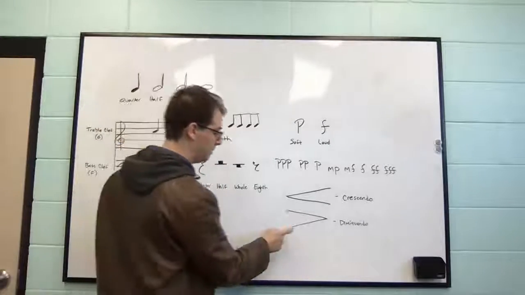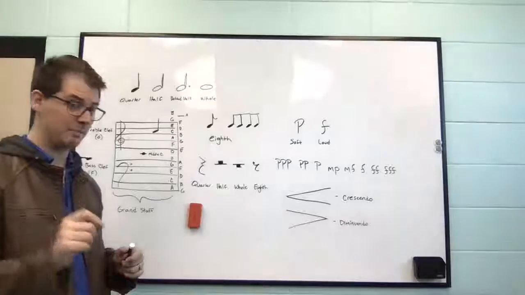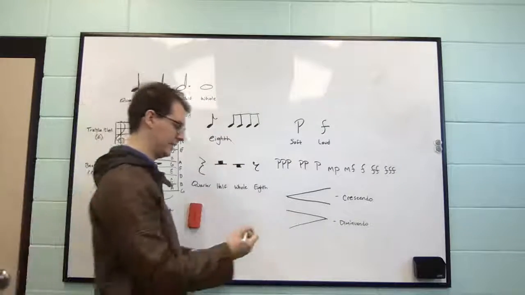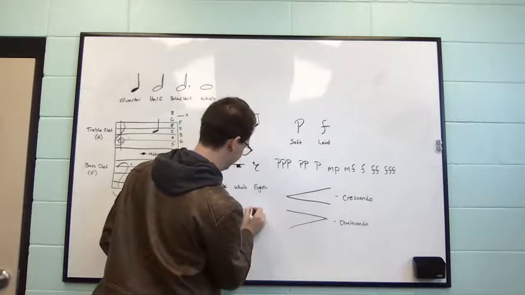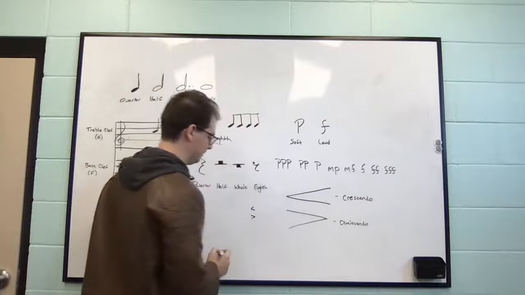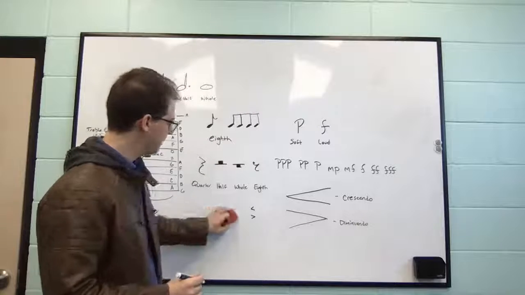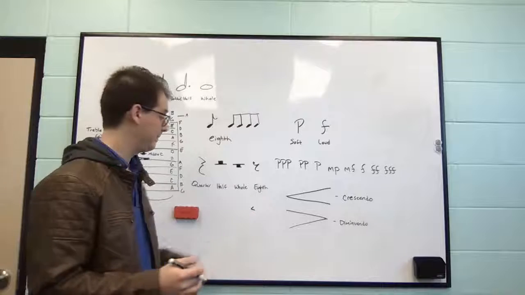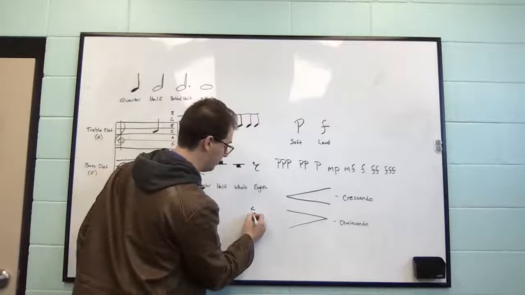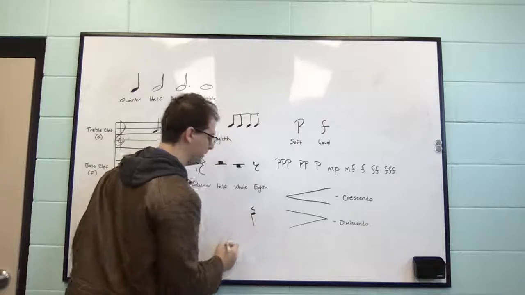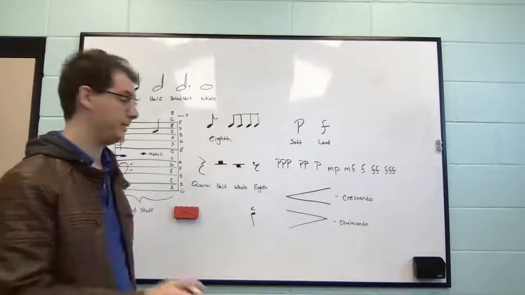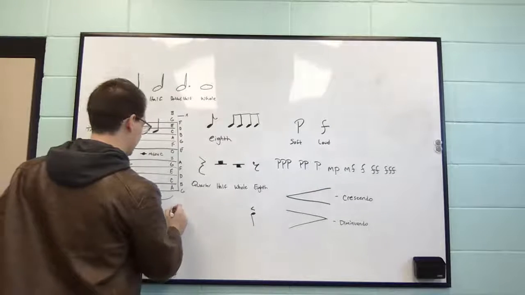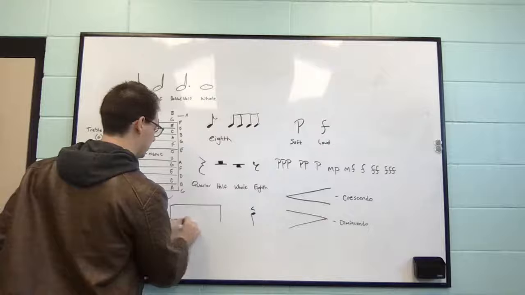Now, with this too, there is also another symbol that looks just like this. However, it's a small version. So if you saw this, again, it's the same shape, but it was over a note, that is something different. A crescendo or diminuendo is going to be under a series of measures.